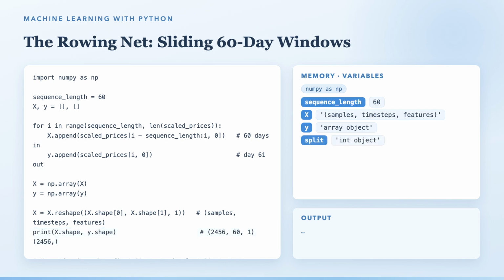Day 61. The answer. After the loop, NP.array turns both lists into arrays. Then the reshape. Samples. Time steps. One feature. Giving 2,456. 60. 1. Finally the split. The first 80% becomes X train and Y train. The last 20% becomes X test and Y test. Time kept in order.